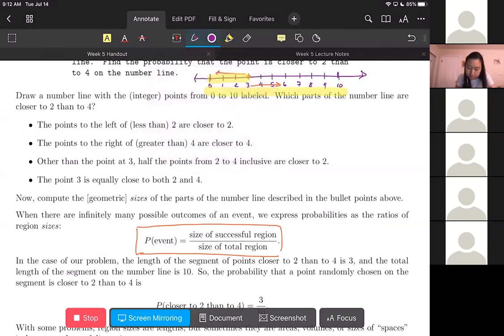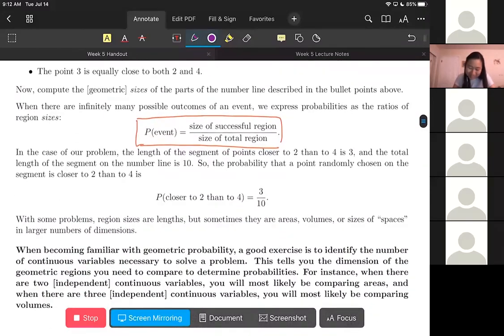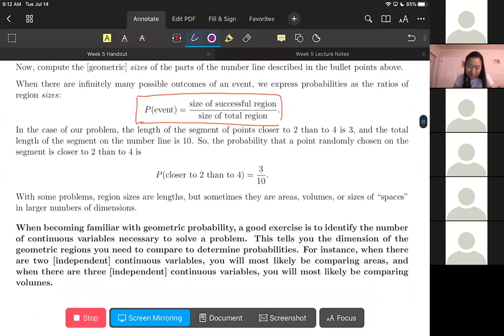Yeah, not a trick question. So here it's just written out, but basically then we know the probability is closer to 2 than to 4. We have the size of the successful region, which is basically 0 to 3, and this is 0 to 10. So the length is 3 over 10, so you get 3/10.